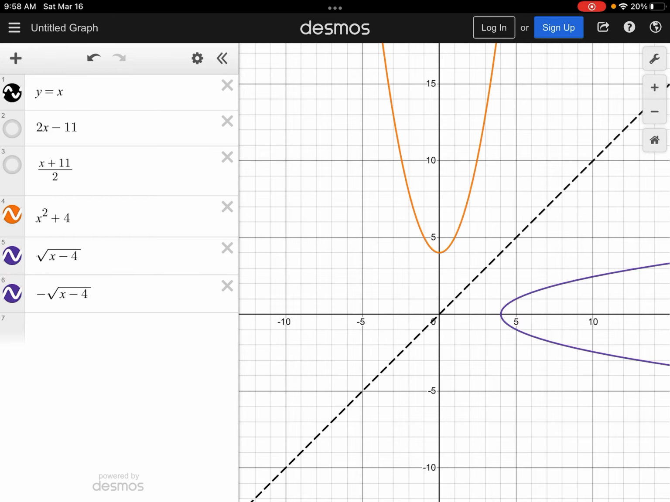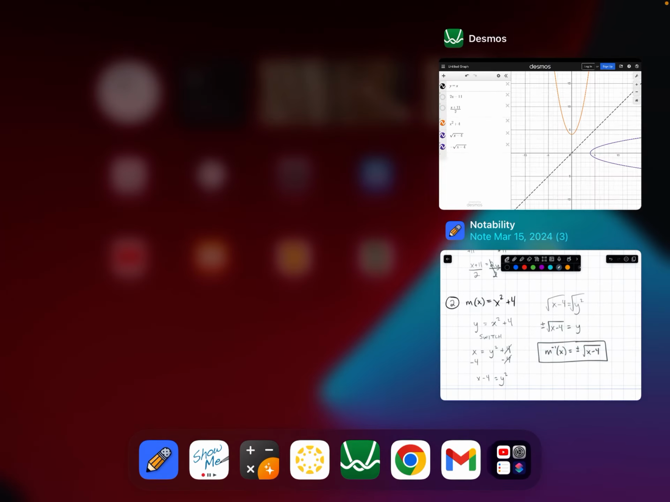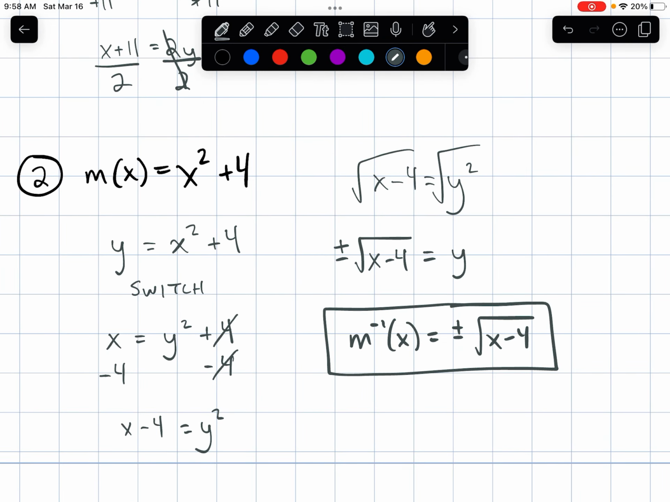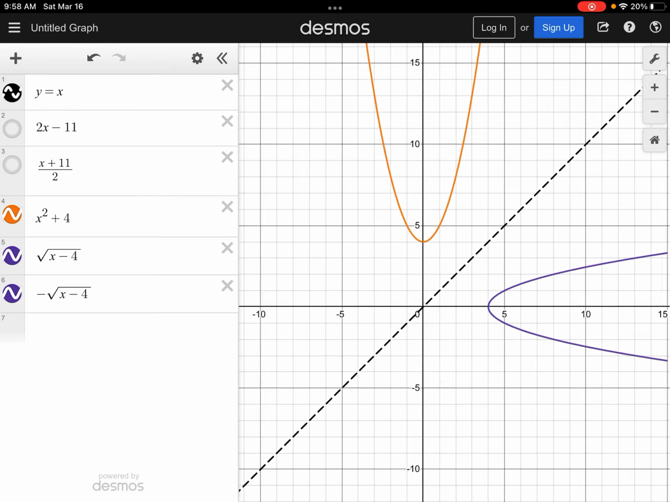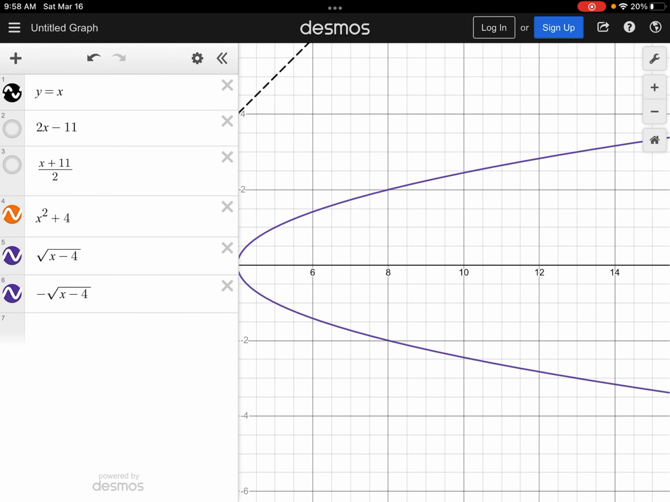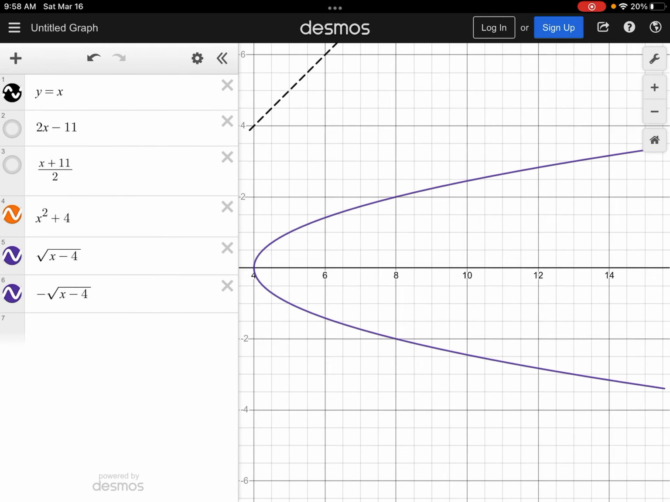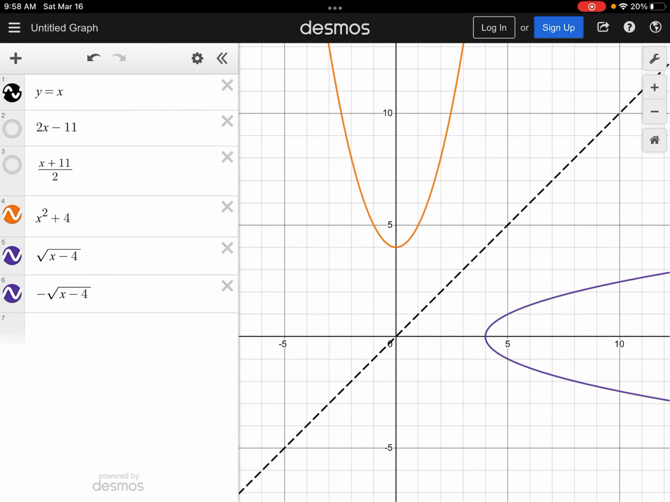So notice that if I take my inverse function, inverse of m of x is equal to plus or minus the square root of x minus 4, this is actually not going to be a function. So my answer here is an inverse relation, but it is not an inverse function, okay? Again, it's not an inverse function because it does not pass the vertical line test. I could draw a vertical line and it would cross twice, all right? So yes, plus or minus the square root of x minus 4, that is an inverse relation, but it is not an inverse function, okay?